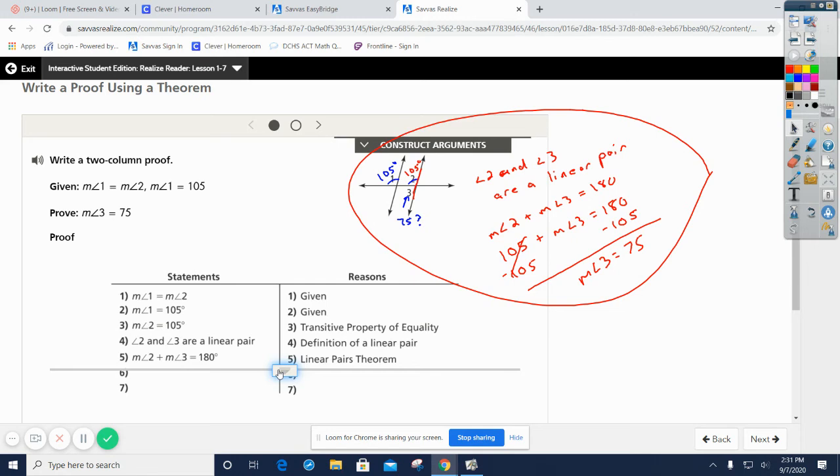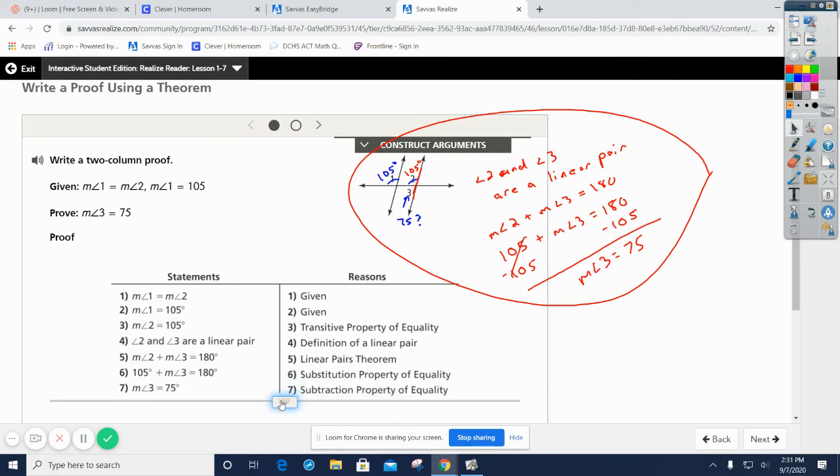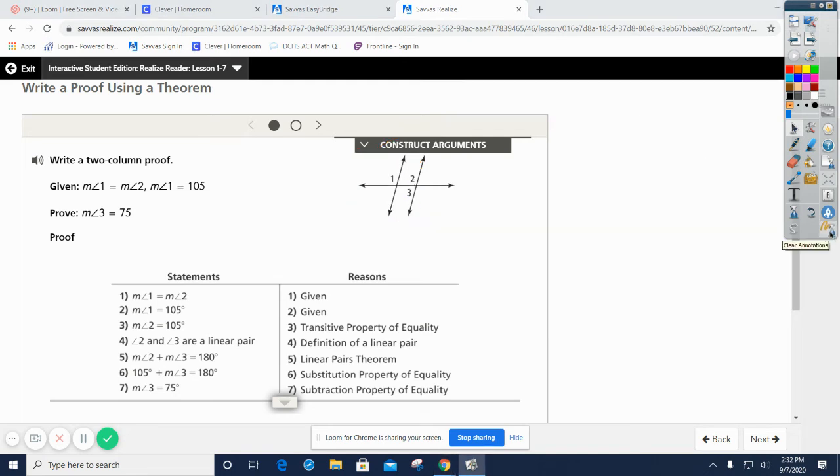Okay, now since they're a linear pair, we can say that they equal 180. If you add them together, that's what the linear pair theorem says. And that's what we did. We set them equal to 180 over here. And then I substituted, by substitution, number 6 there, 105 in the place of angle 2, and then I did the subtraction property of equality to give me 75. Okay, so instead of just working out the problem, you got to put it in 2 columns and give it a little more organization.